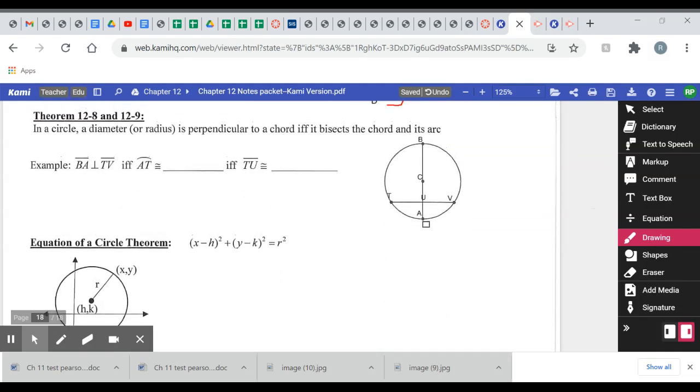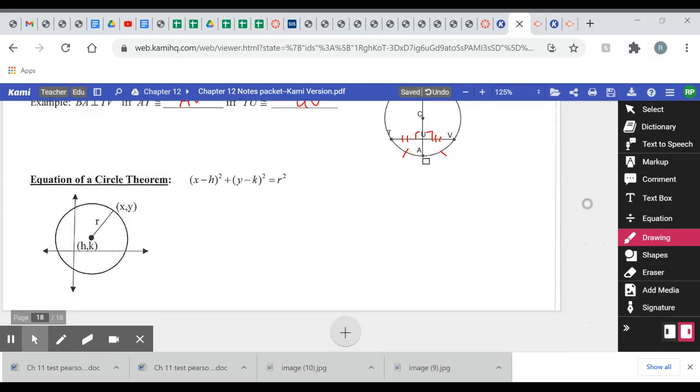All right, on theorem 12.8 and 12.9, it says in a circle, a diameter or radius is perpendicular to a chord if and only if it bisects the chord and its arc. So in this case, it says that segment BA is perpendicular to segment DF if and only if arc AT is congruent to arc AV, and if and only if TU is congruent to UV. Okay, so again, BA is perpendicular to TV if these arcs are congruent, or if I know that these segments are congruent, then I would know these pieces must be right angles.